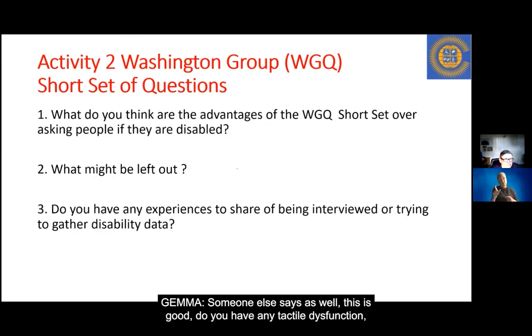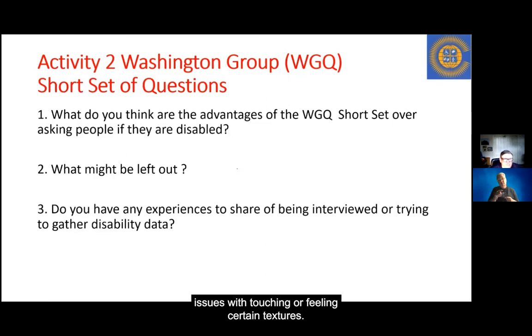Yeah. And someone actually says as well, this is good. Do you have any tactile dysfunction, issues with touching or feeling certain or different textures? Yeah, that's one. And I don't think they've even put that in now. They have adapted it to include some other things, but texture and touch hasn't been mentioned yet, I don't think. So that's a good suggestion.